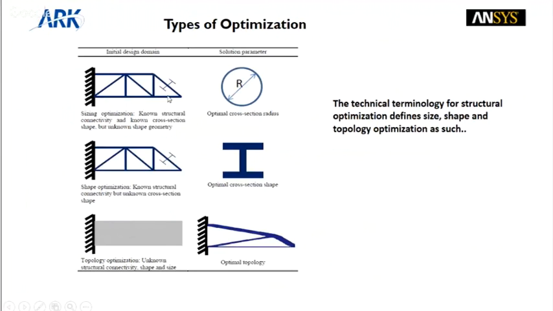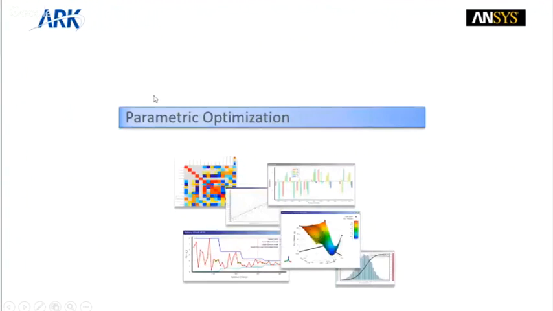So when I talk about size optimization, I will increase or reduce the radius of the cross section of my member. I will do trial and error, putting different radii into ANSYS: 5 mm, 10 mm, 15 mm, 20 mm. I will run some iterations and get to know which is the optimum radius suitable for my truss.